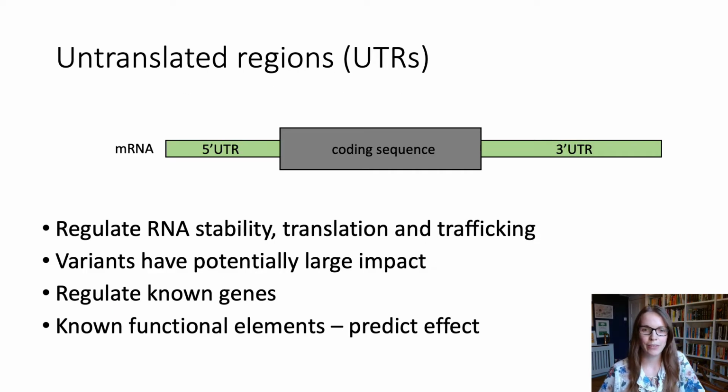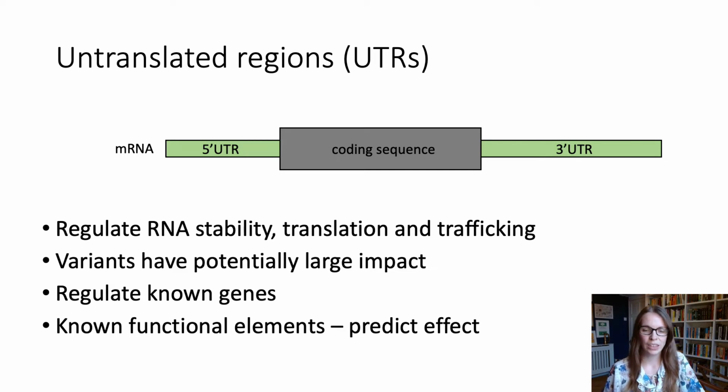And my favourite of these are UTRs, or untranslated regions. So these are the regions that are directly adjacent to the coding sequence. They form part of the RNA but aren't translated into protein. And they have incredibly important regulatory roles. They regulate the stability of the RNA and where it's trafficked to within the cell, and also the rate at which it's translated into protein. And because of these really important regulatory roles, variants within these regions can potentially have a very large impact.